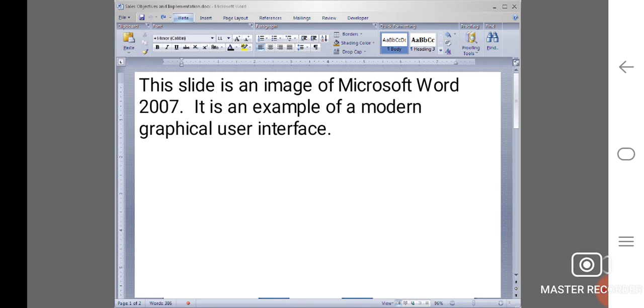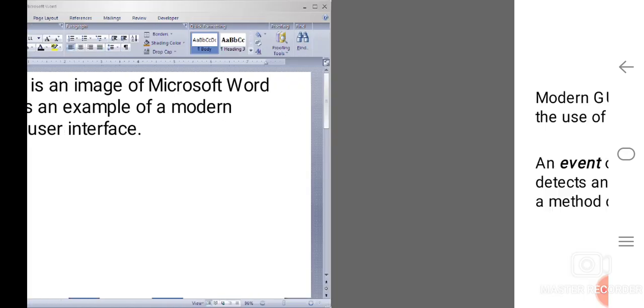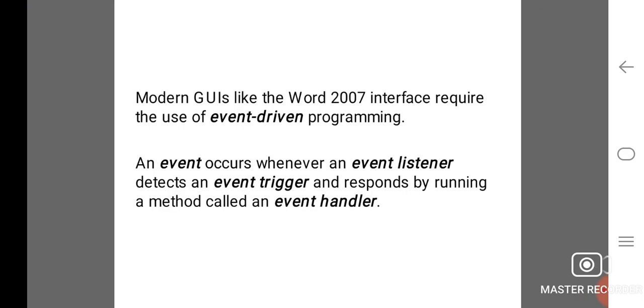This slide is an image of Microsoft Word 2007. It is an example of a modern graphical user interface. Modern graphical user interfaces like the Word 2007 interface require the use of event-driven programming. An event occurs whenever an event listener detects an event trigger and responds by running a method called an event handler.